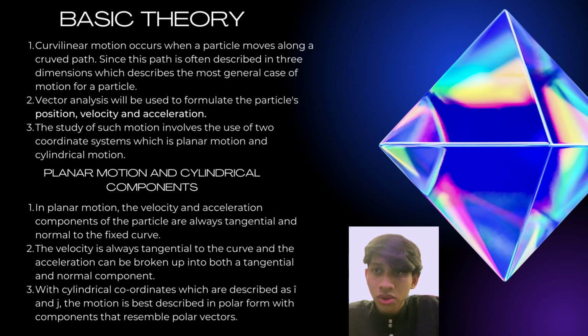The study of such motion involves the use of 2 coordinate systems, which are planar motion and cylindrical motion. In planar motion, the velocity and acceleration components of the particle are always tangential and normal to the fixed curve. The velocity is always tangential to the curve, and the acceleration can be broken up into both a tangential and normal component. With cylindrical coordinates, the motion is best described in polar form with components that resemble polar vectors.